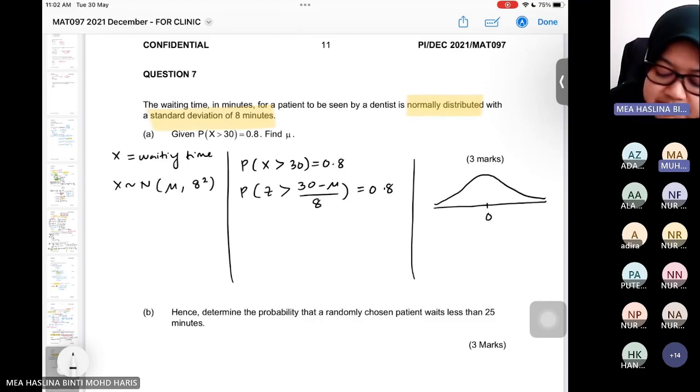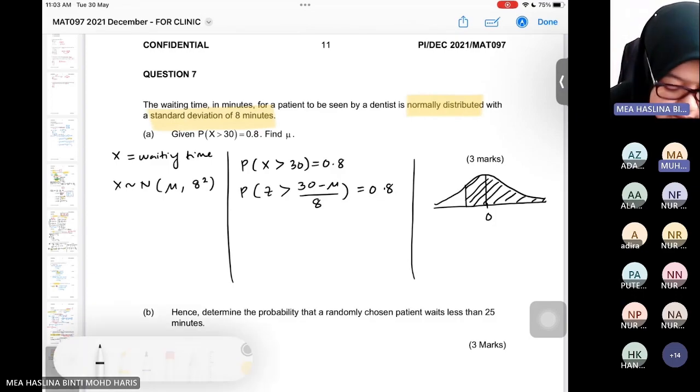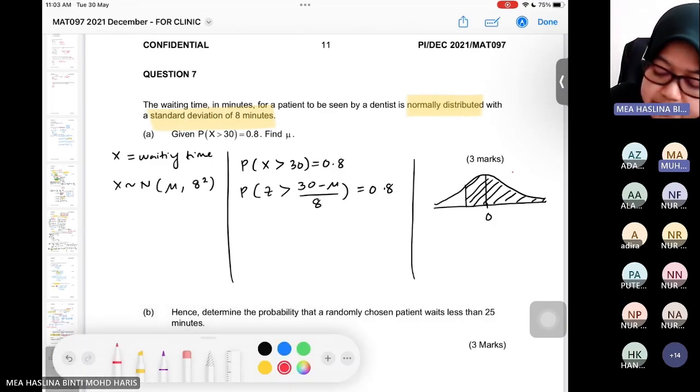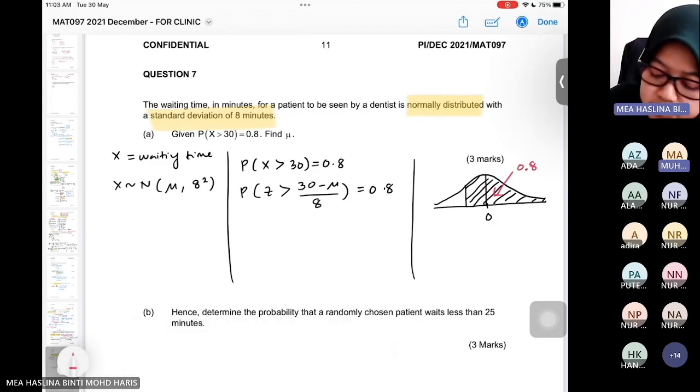Zero in the middle, and you want it to be 0.8, meaning the shaded region should be more than 0.5 on the right. Half, okay, more than 0.5 on the right, so you must shade this. So you have that region is 0.8. You do not know what the value of A is here, but what you know about A is that it is a negative value.